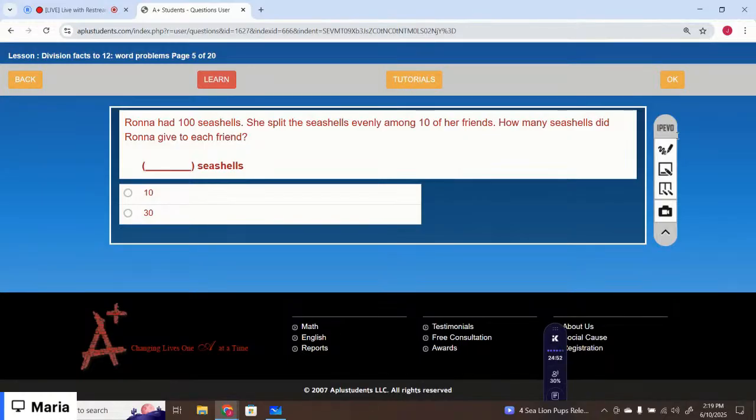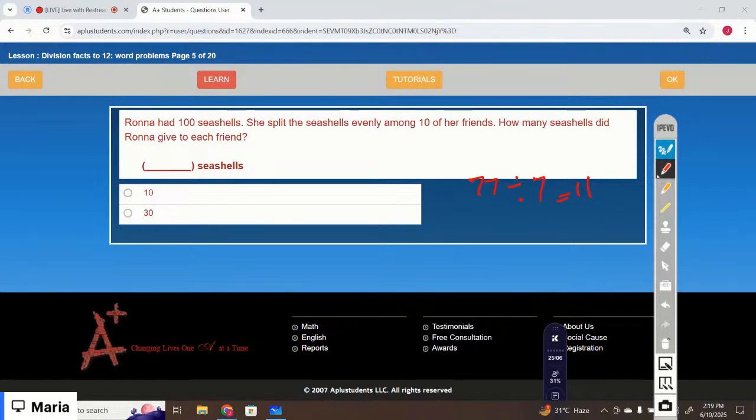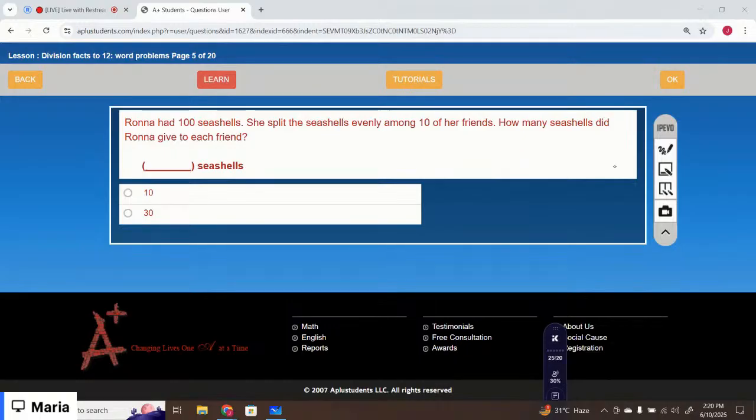Rana has 100 seashells. She split the seashells evenly among 10 of her friends. How many seashells did Rana give to each one? 100 divided by 10 equals 10. Option number 1 is the correct option.